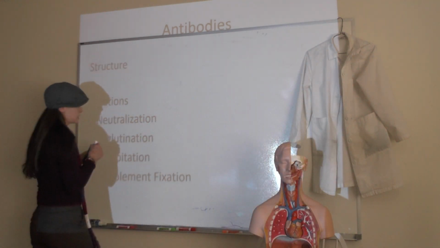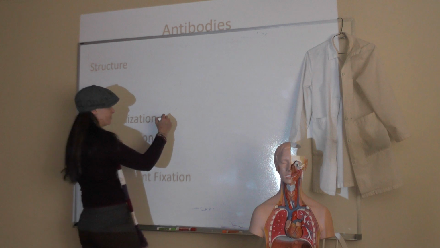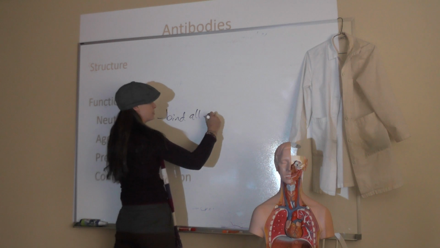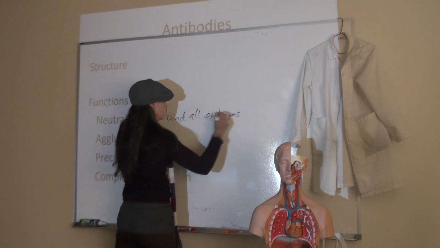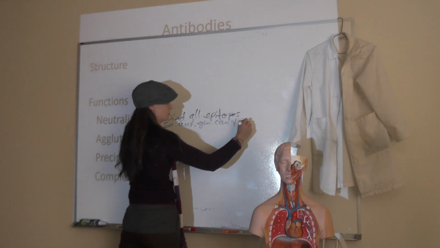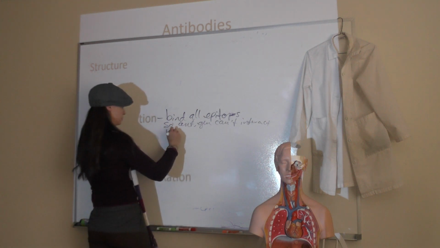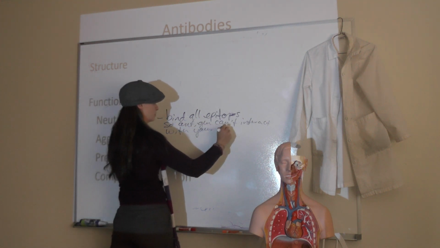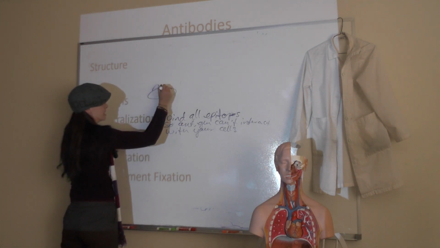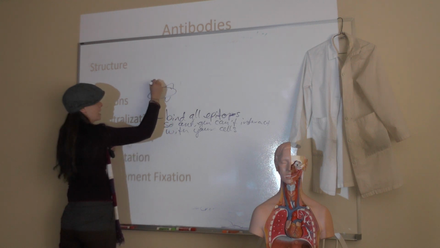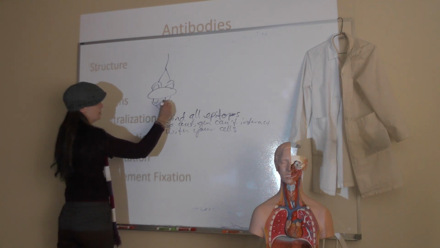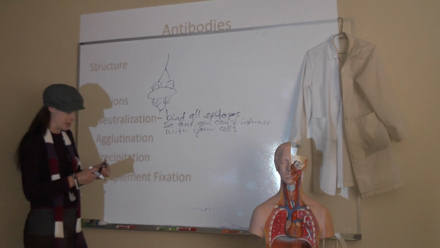So neutralization, when you make something neutral, it can't have an effect. So what happens in neutralization is that you bind all epitopes, so the antigen can't interact with your cells. So if this is a bacteria, and these are the epitopes, by sticking an antibody on here, I can just block all the epitopes, and if it can't bind with my cells, it can't do anything.